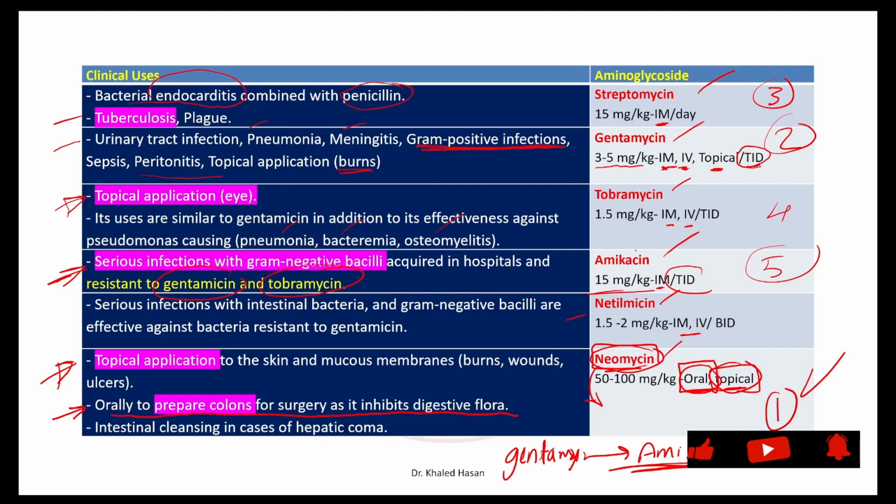Netilmicin is very similar to gentamicin. From this chart we can ask questions: which of these aminoglycosides is considered a popular choice for tuberculosis? We can go with streptomycin. Which of these medications is available as a topical ointment for the eye? Tobramycin, neomycin. Which of these medications should be kept for serious infections that resist gentamicin and tobramycin? We have amikacin. So all these may be keywords for each medication: streptomycin, gentamicin, tobramycin, amikacin, and neomycin.